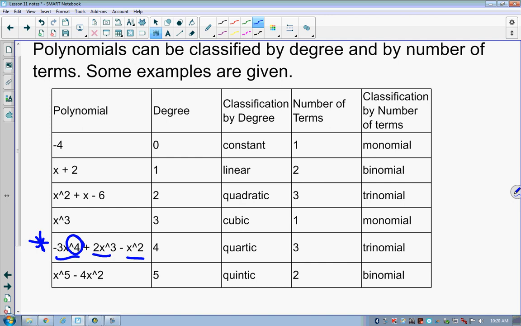Okay? So when we classify something by number of terms, we use nomial: monomial, binomial, trinomial. When we classify something by degrees, a lot of times it's ic: quadratic, cubic, quartic. So if I'm using nomial where I should be using something that ends in ic, I've probably done something wrong. So just things to look for because it can be confusing.